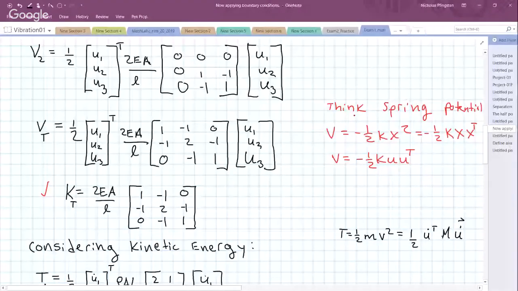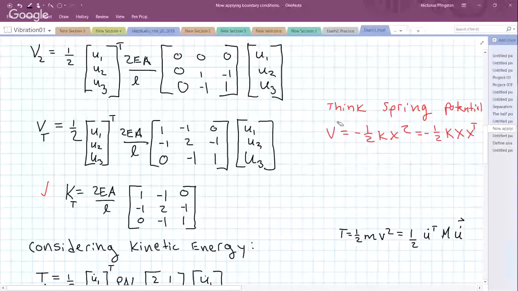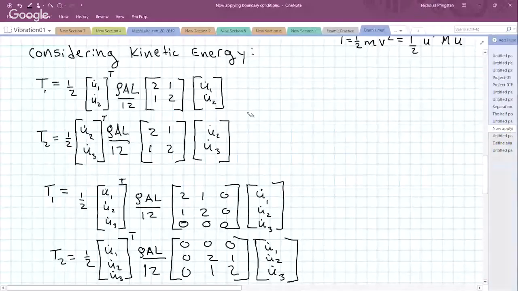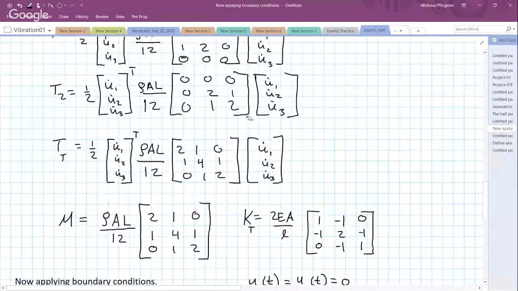All right, so we did the same thing. Good question. We did the same thing for the mass, here and here, and those came from similarly the kinetic energy. Now what we do is add those up, and those give us a total. That gives us the system.